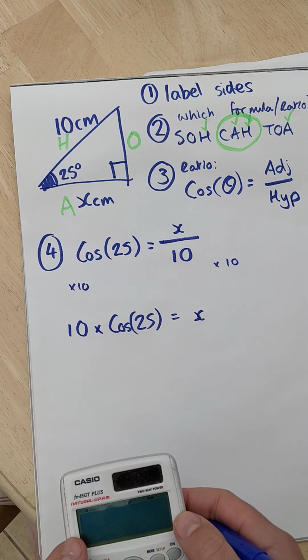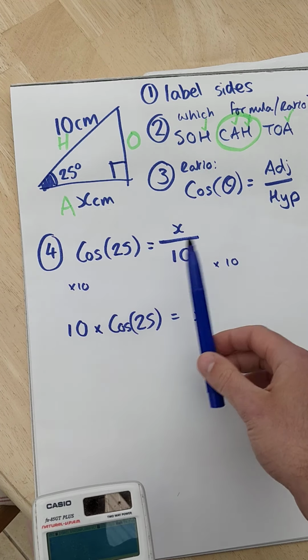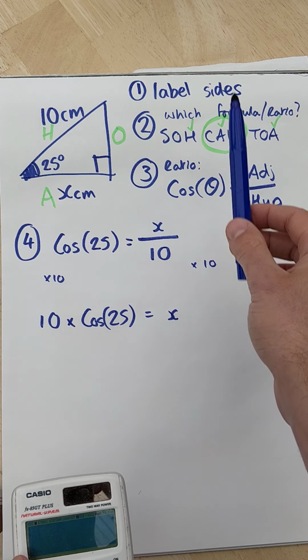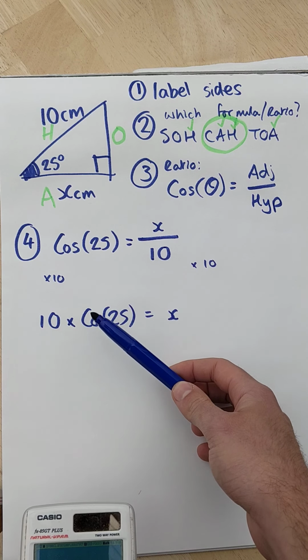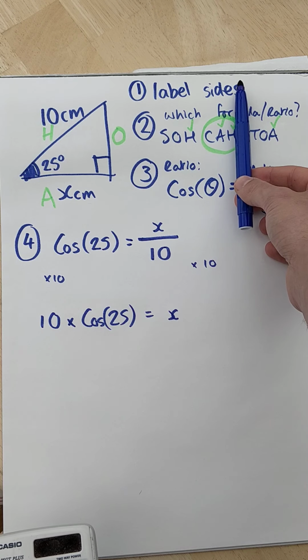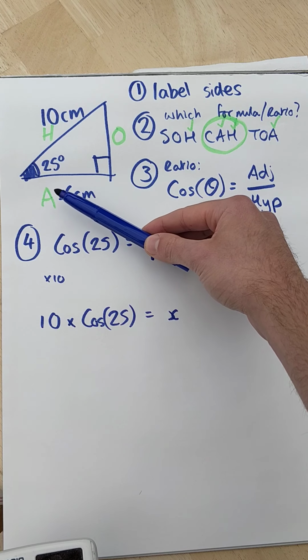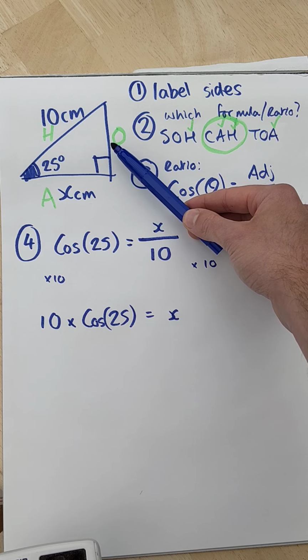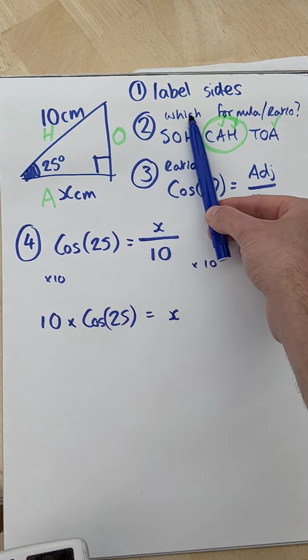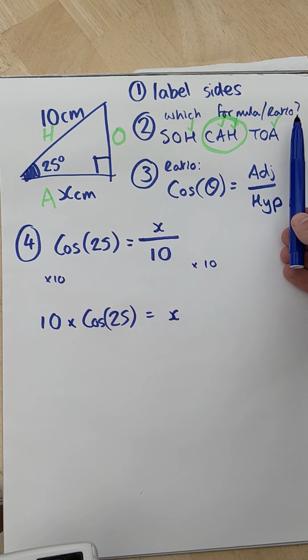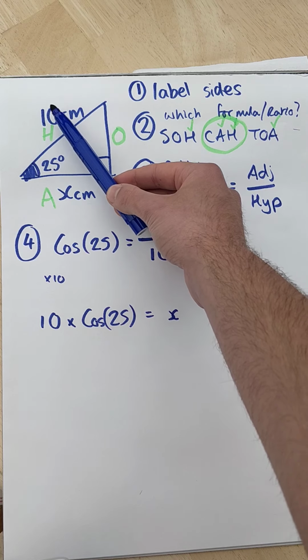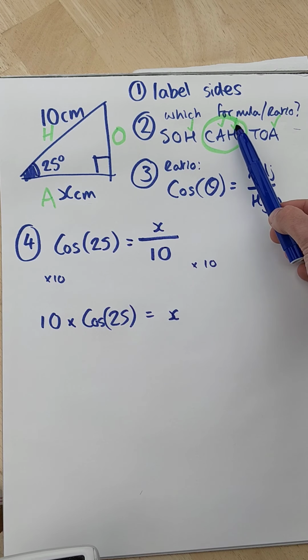Now I'll go through the entire step-by-step guide first before I put this into my calculator. The first thing I do is label my sides. That one's the hypotenuse, this one's the adjacent, this side's opposite. Then I need to decide which formula or ratio I'm going to need to use. I've got a value for the hypotenuse, so I ticked my H's.